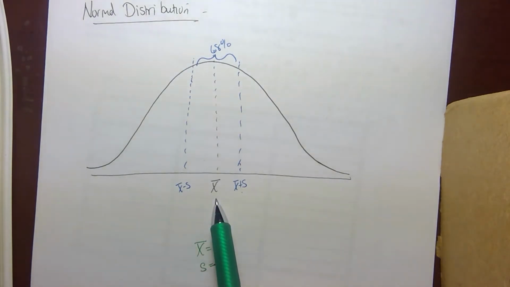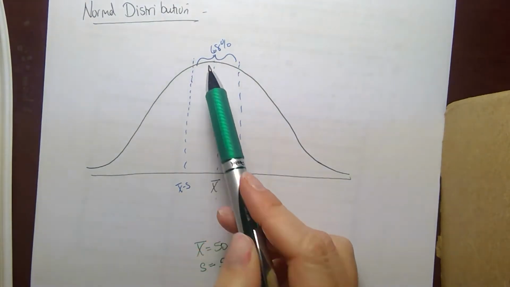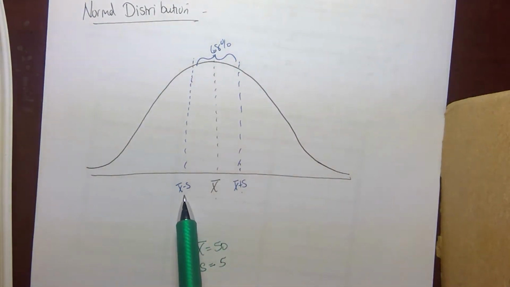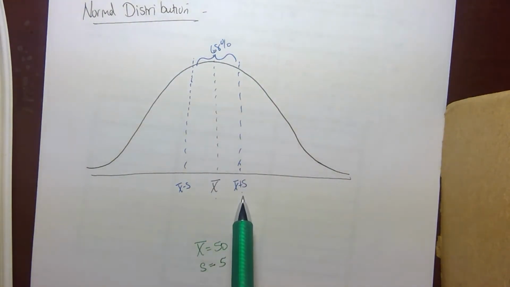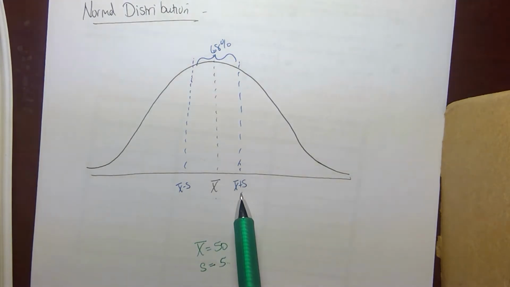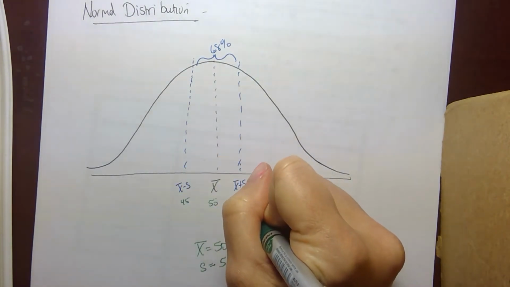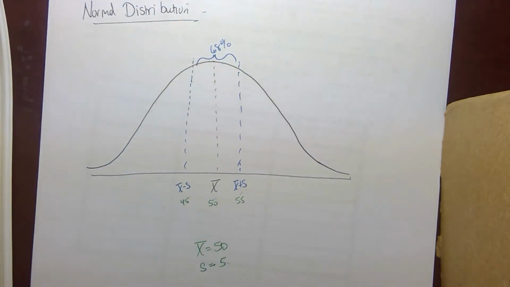The average grade is 50, and 68% of the people who take the test are going to score between 45 and 55, because that would be 1 standard deviation below the mean and 1 standard deviation above the mean. So if my mean is 50, this would be 45 and 55. 68% of the people that take the test are going to be within 1 standard deviation of the mean.